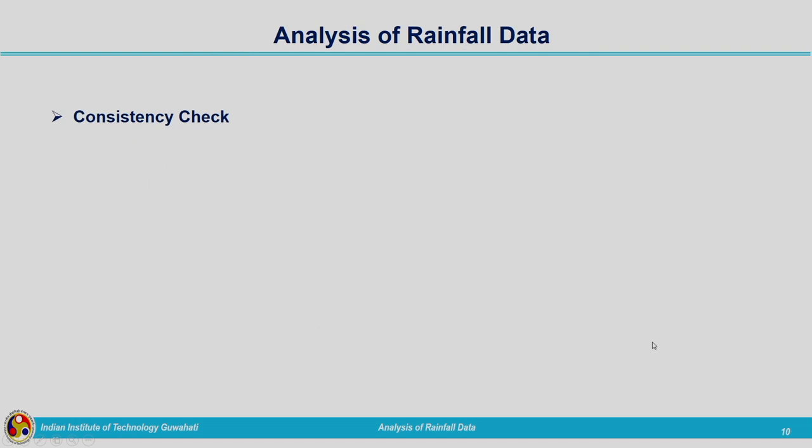Now, second check is regarding the consistency check. Two checks we need to do, that is the missing value check and also the consistency check. We need to check whether the data which we have collected is consistent or not. For consistency check, we will be making use of mass curve method. Mass curve method, we know what is meant by mass curve.